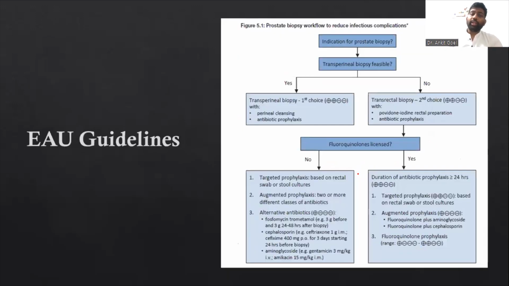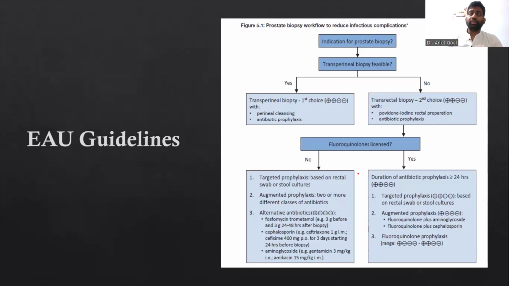What does the EAU guidelines come up with? The first choice should be a transperineal biopsy. The main reason for shifting towards the transperineal biopsy as the first choice is decreasing the infection rate, discouraging the use of fluoroquinolones, which is building up as a resistance in many countries. So the first choice being the transperineal biopsy.